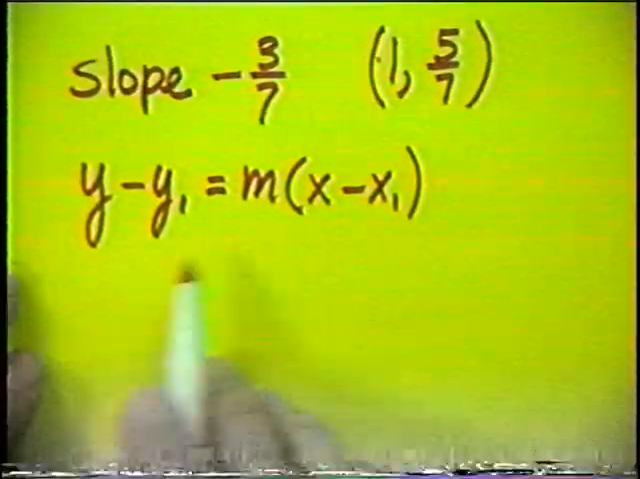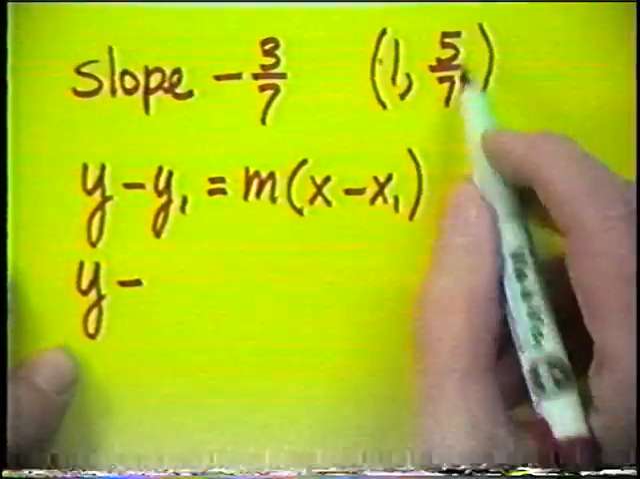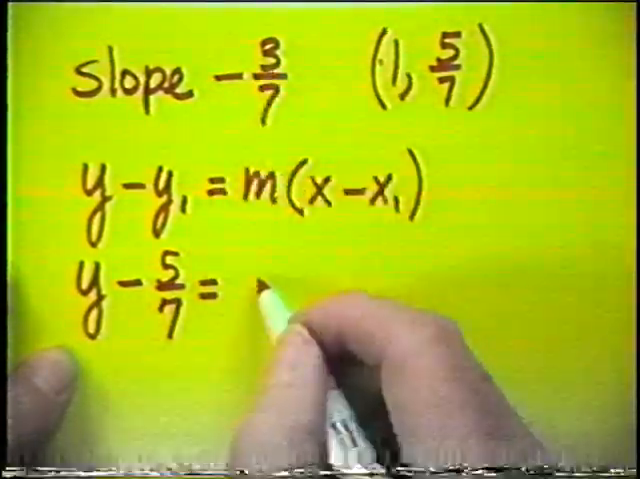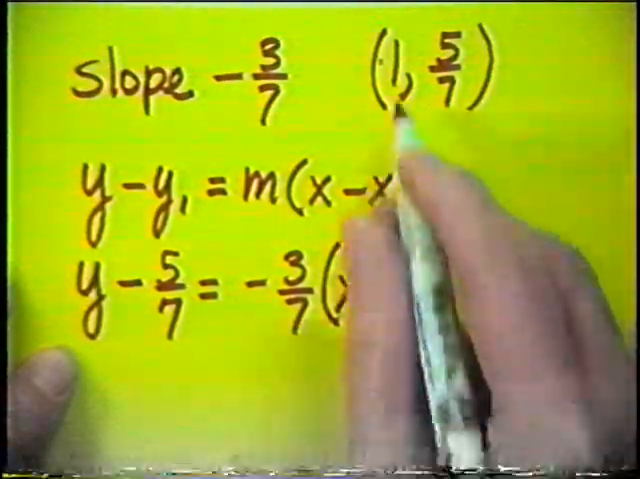So if I did use this, then I would go y minus, and y sub 1 would be 5/7 then, equals m, which is a negative 3/7, times x minus x sub 1, which is 1.